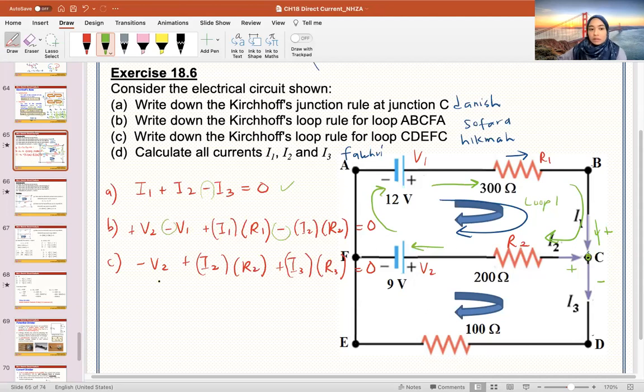So that's correct. And then the second loop was done by Hikmah. Hikmah started from up here. She saw the negative terminal of V2 first, so it's a negative V2. Then she saw I2 R2. I2 is in the same direction as her loop, so it's positive. Then she saw 100 ohms, and I3 is moving in the same direction as the loop, so positive too. So the only negative in Hikmah's equation is the V2. Everything equals 0. Okay, so Fakri, if I give you these three equations, how would you write your matrix?